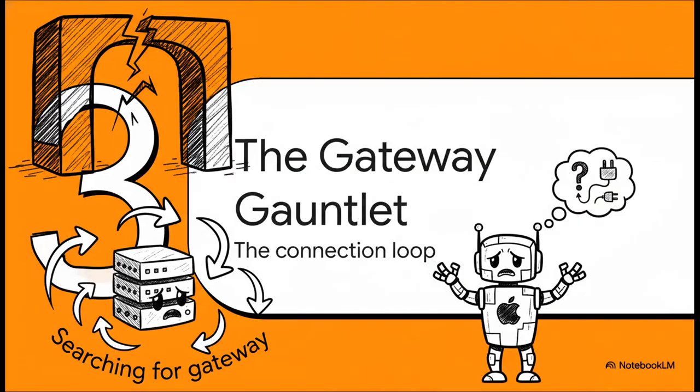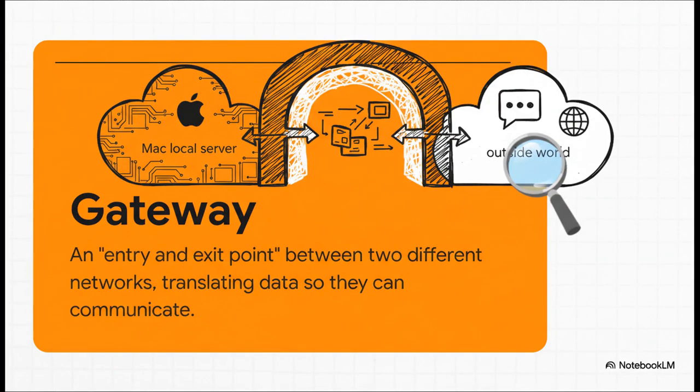Okay, so the command is working, progress, but a new challenge appears, this dreaded searching for gateway loop. The bot is installed, but it feels like its different parts can't communicate with each other to get online. To really understand the problem, we need to know what this gateway is. Think of it like a little local server on your Mac that acts as a bridge. It's just sitting there listening for commands from apps like iMessage and then connecting them to the bot's brain.